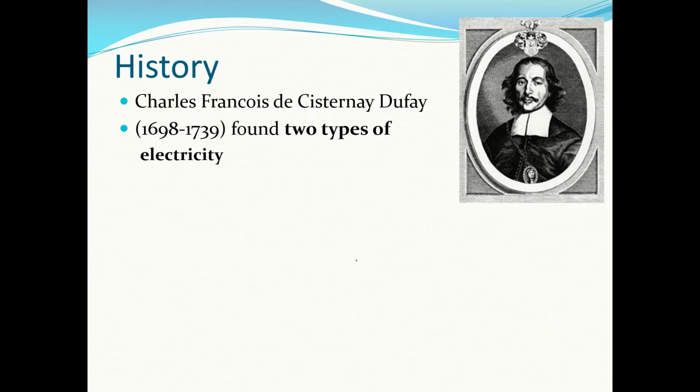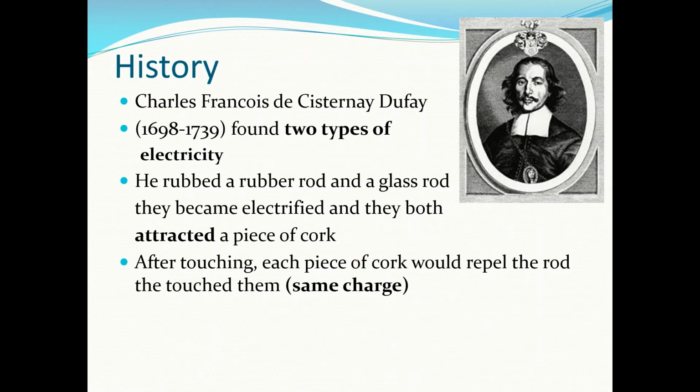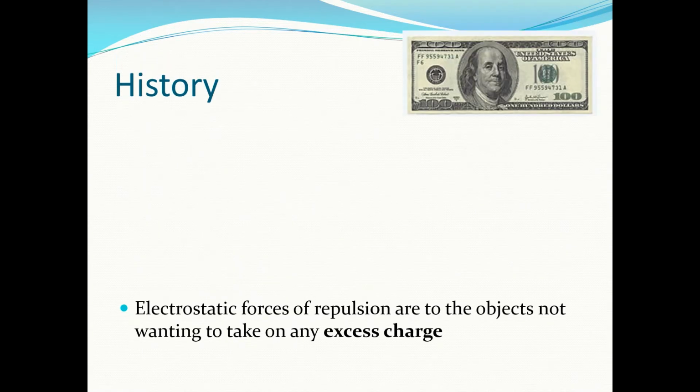Charles François de Cisternay-Dufay found two types of electricity. If you rubbed rubber and a glass rod, they both became electrified and attracted a piece of cork. But after touching each piece of cork, they would repel the rod, so they have the same charge, yet the two pieces of cork would attract each other, so different charges. So we found that there's two different types of charges.